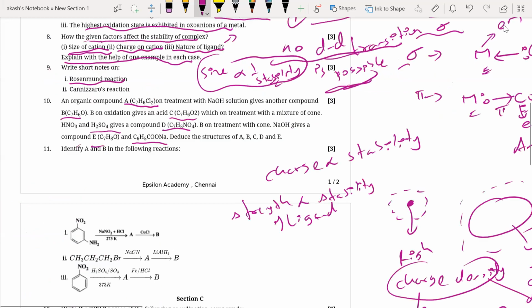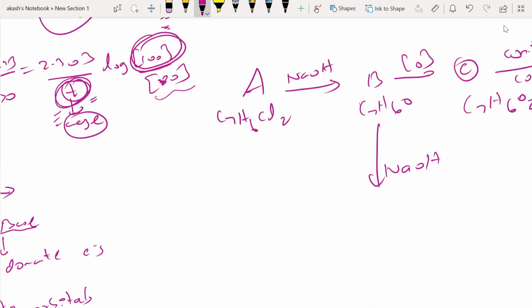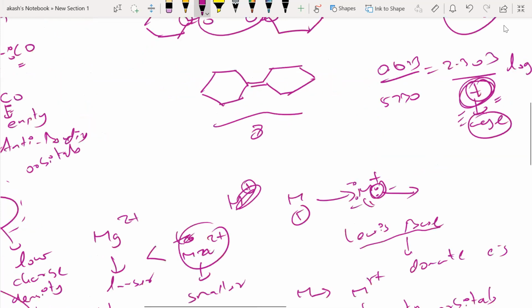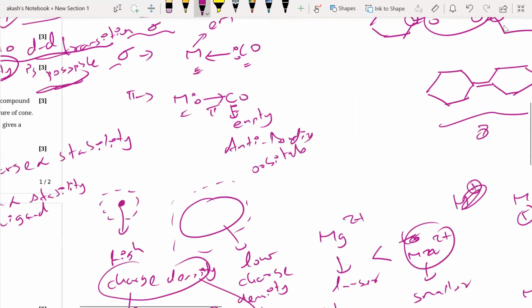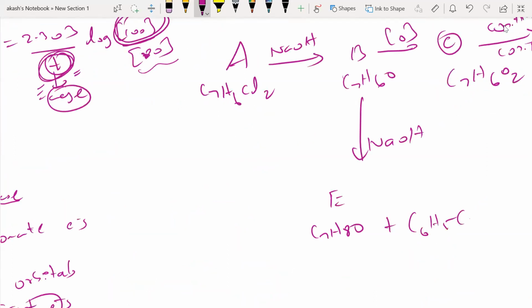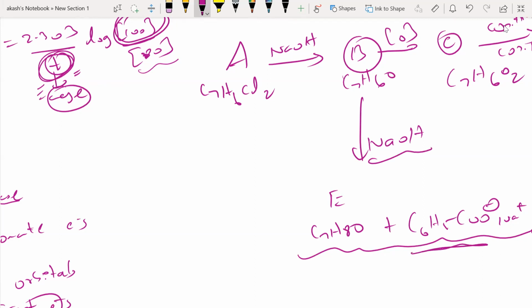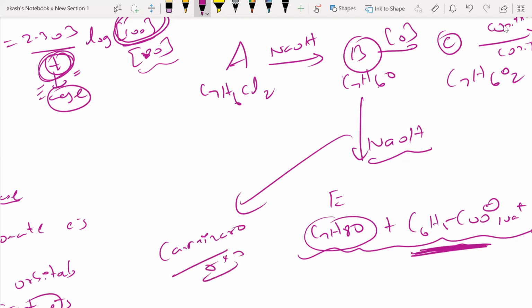And then what is happening? This B on treatment with concentrated NaOH is giving compound E, and then C6H5COONa. So E is having C7H8O, plus we have C6H5COO- Na+. Now, this information is given, and it is enough for us to find the structure. Can't you see? I am putting NaOH and I'm getting an oxidized form. This is your oxidized form, so this definitely should have been your reduced form. This reaction is nothing but the Cannizzaro reaction. Easy, right?